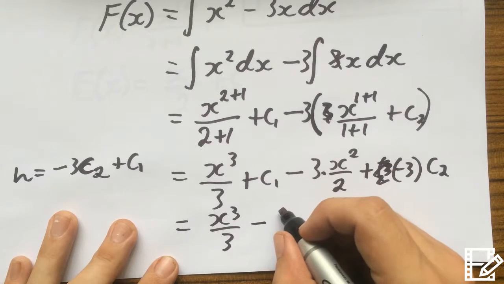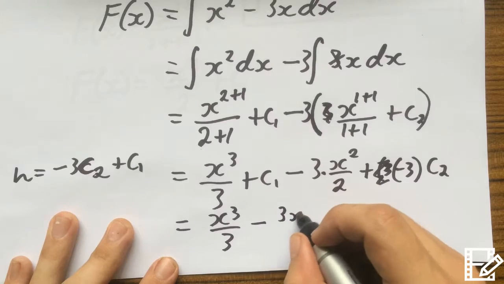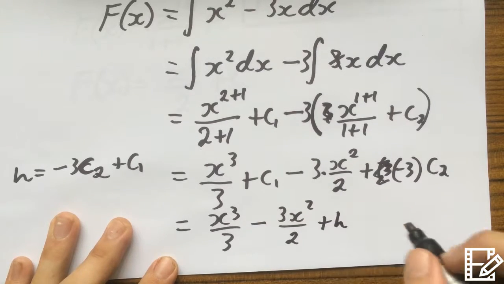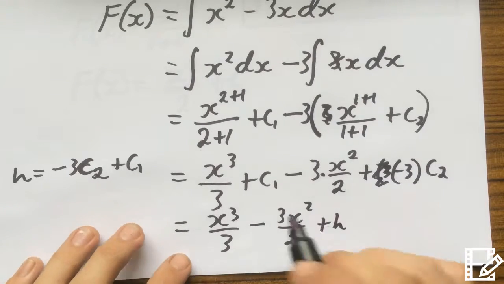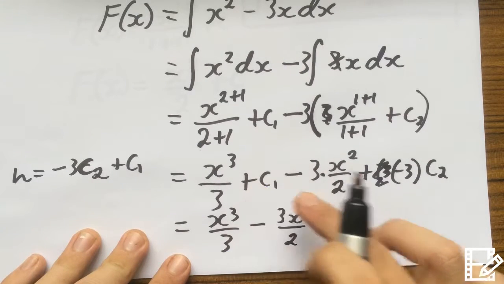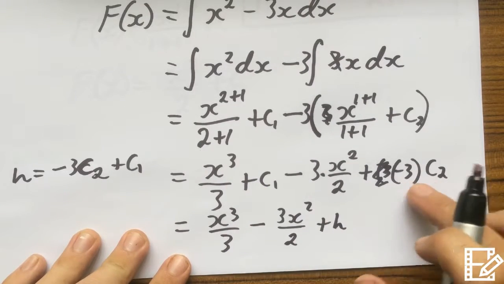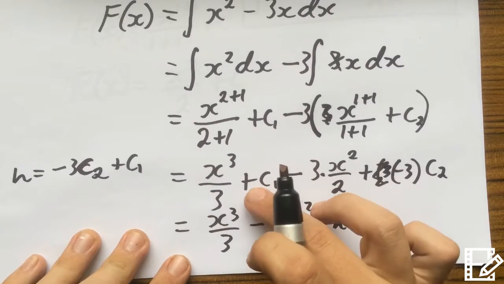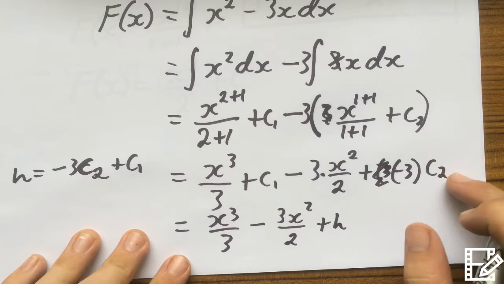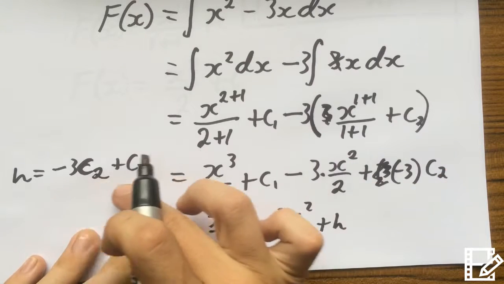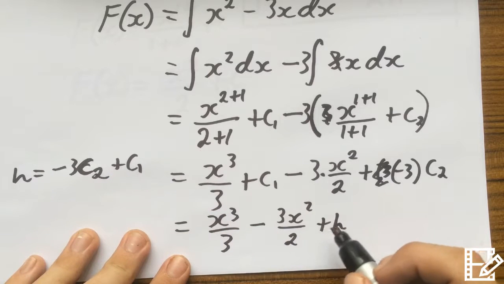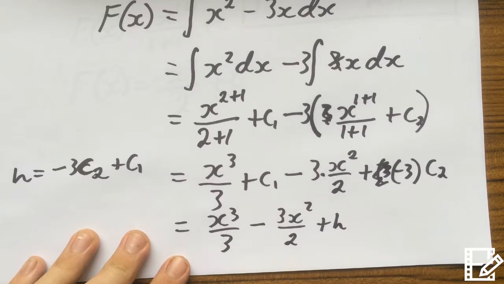This will be 3x squared on 2 plus h. Because instead of rearranging it and putting the plus c1 at the back and adding it on, because this is all added and all subtracted from one another, instead of adding it on to the back here, I'm just skipping a step and doing it here. I'm making it equal to h, which means I've got all the constants here. And this is what people do at the end.